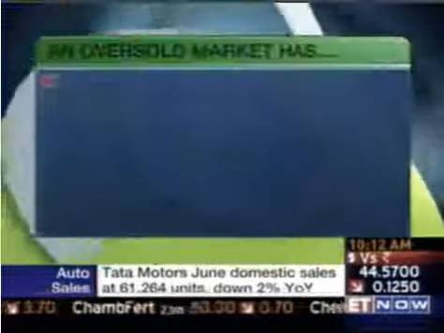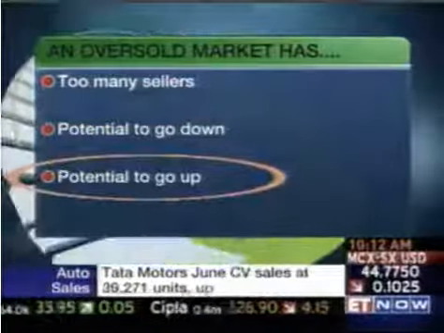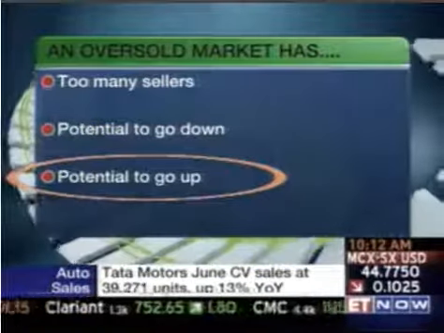And here's the answer to the quiz question. An oversold market is one which has potential to go up because the selling has quite literally been overdone. So the answer was option C, and I hope you all got it right.